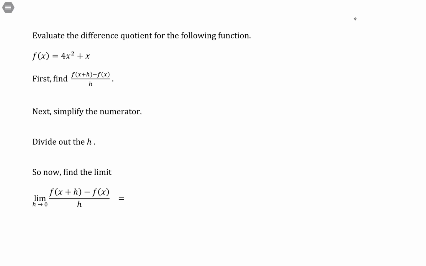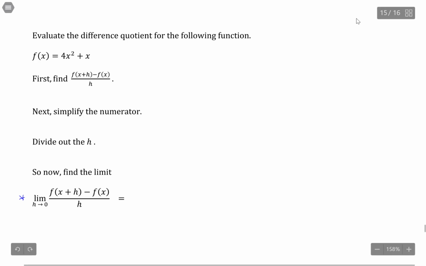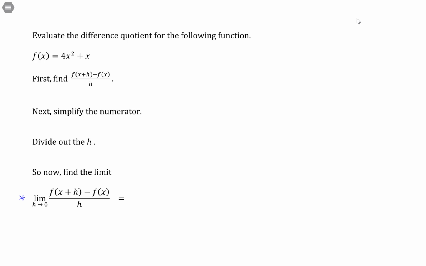Evaluate the difference quotient for the following function, 4 times x squared plus x. So the difference quotient is this limit down here, so we'll get to that point. But first they want us to evaluate just the slope effectively. So this is y2 minus y1, and then h is effectively the same thing as x2 minus x1, but we have a replaced variable. Now, the thing that we're going to do is find first f of x plus h.